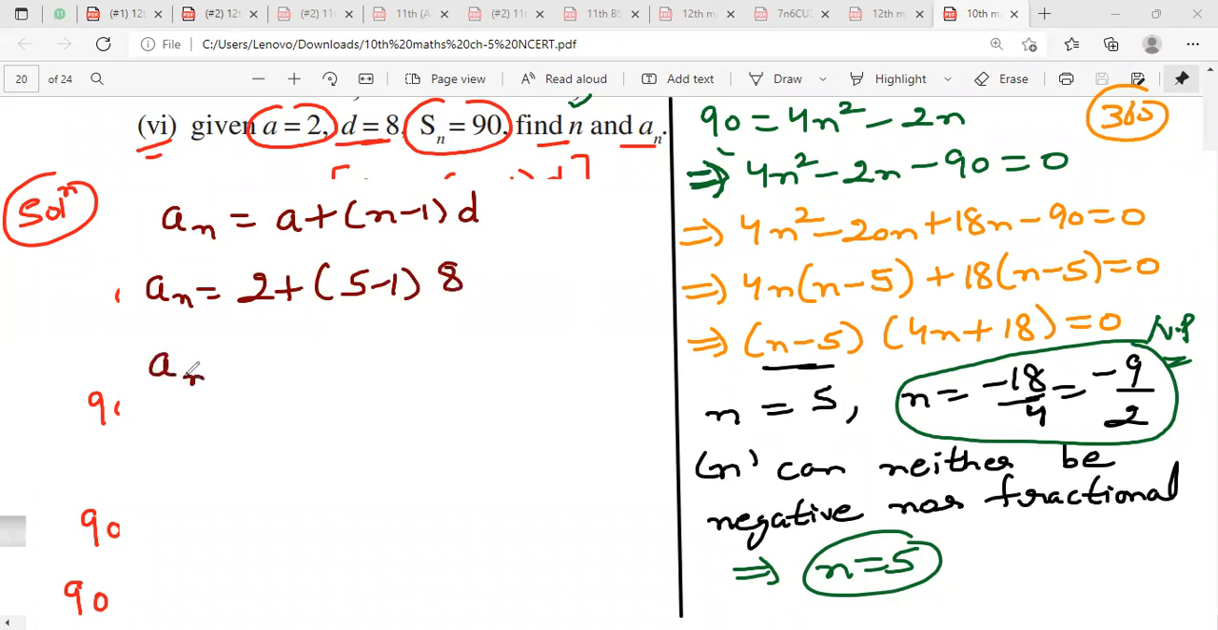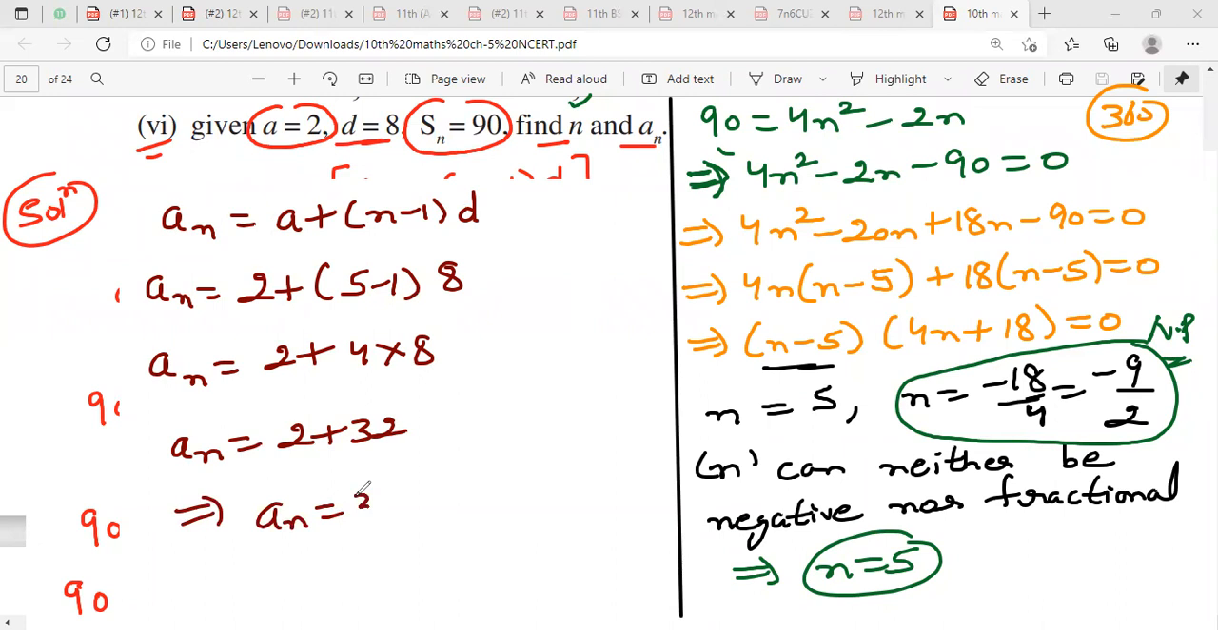So can I say that an is equal to 2 plus 5 minus 1, 4, into 8, right? So an is equal to 2 plus 8 fours are 32. So basically an is equal to what? An is equal to 34. So this is the final answer of this question. Value of an is 34 and value of n is 5. Okay.